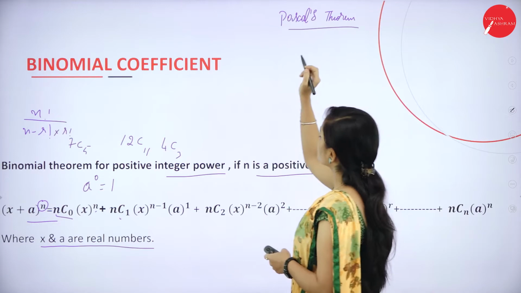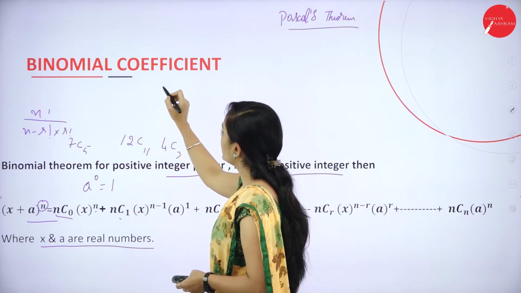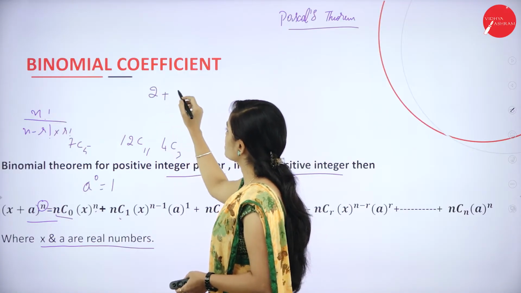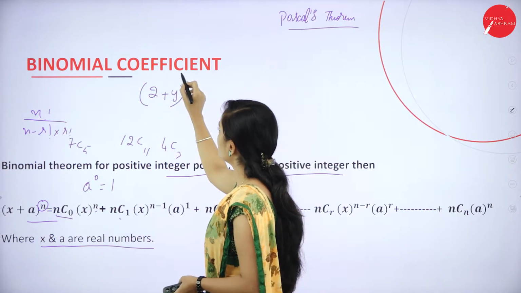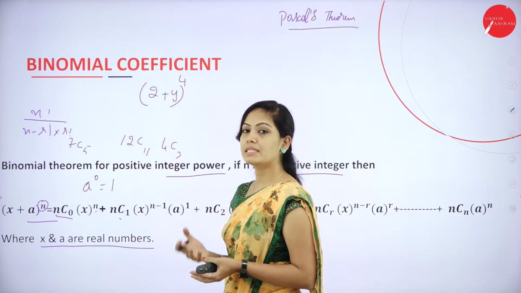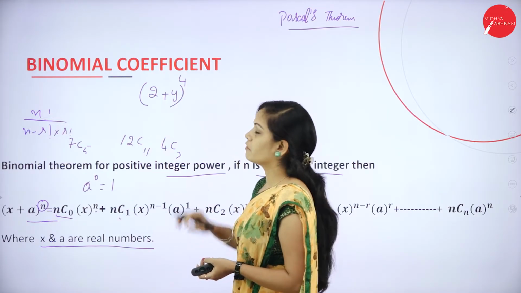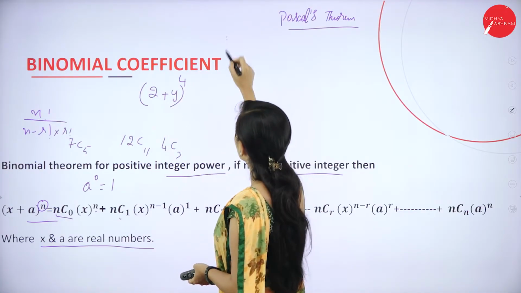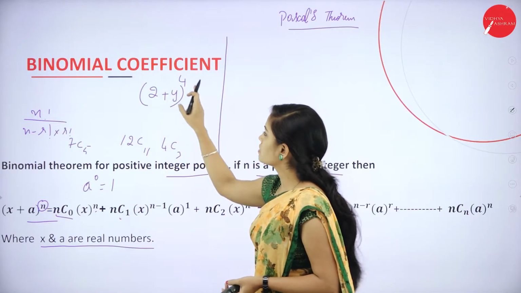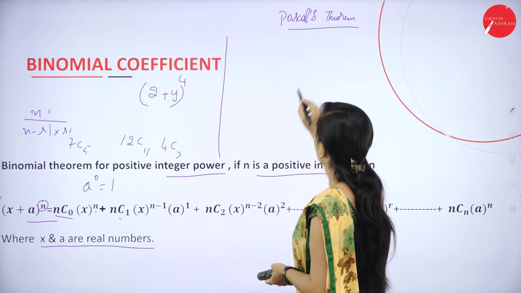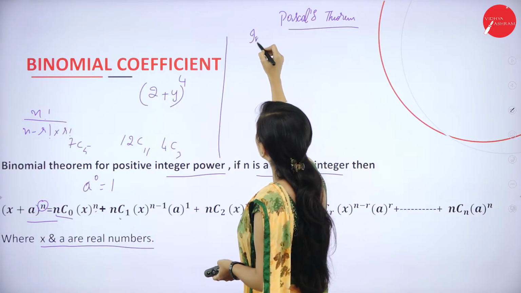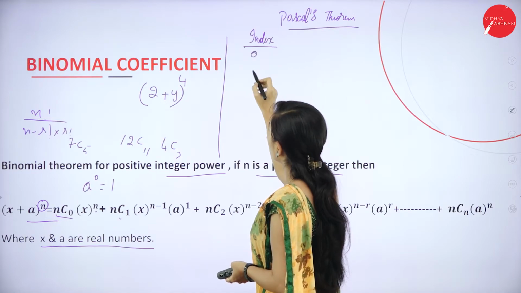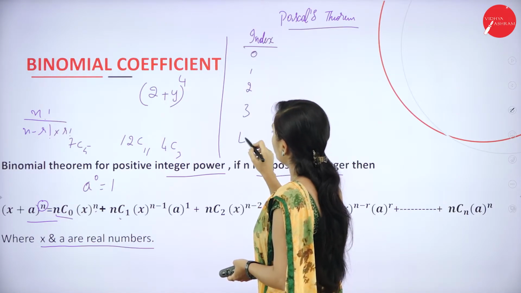I'll explain. For example, if your index value is 4, say (2 plus y) raised to the power 4, how do we find the Pascal coefficients for this power value 4? Here the index value starts from 0, 1, 2, 3 and 4.